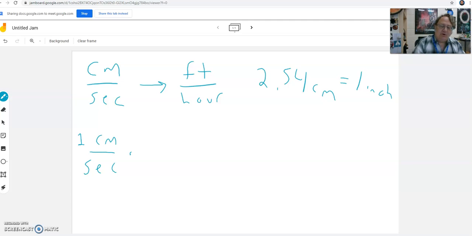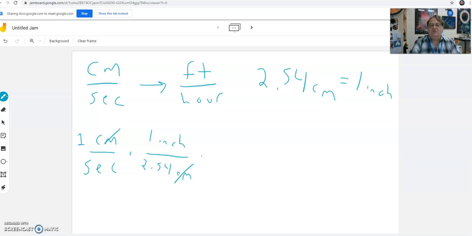So, what am I going to multiply by? Well, I'm going to multiply it by a factor that gets rid of centimeters, which means I have to have centimeters in the denominator. So, 2.54 centimeters per 1 inch. And that cancels out the centimeters.